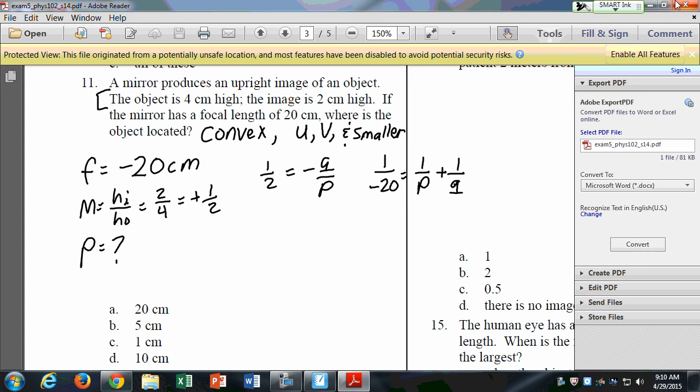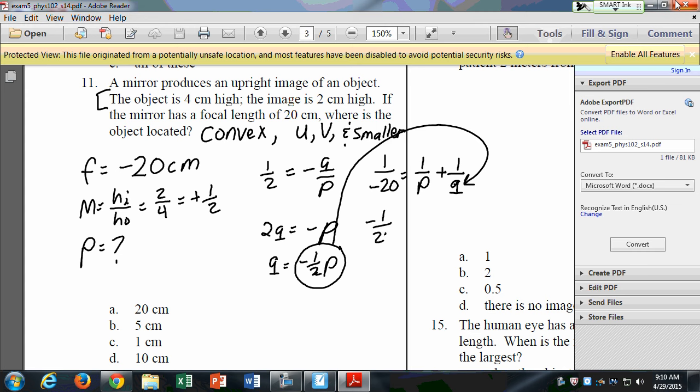So I cross multiply, and I get 2q equals negative p, or q equals negative 1/2 p. Then I put this in up here, and I get negative 1 over 20 equals 1 over p minus 2 over p. Y'all follow what I did there? This became 2 over p because I had 1 over negative 1/2 p. I just bring the 1/2 up, and it becomes 2 over p, and it also becomes negative because of this negative.